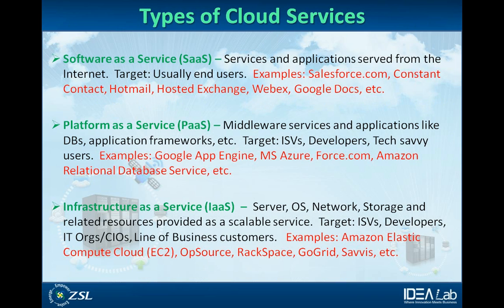There are 3 main types: software as a service, platform as a service, and infrastructure as a service. I'll go through each of them and provide some examples. Software as a service has been around for a little bit. In the early days, it used to be called Application Service Providers, ASP. These are basically applications and services that are consumed from the internet on a subscription basis. So usually they're targeted towards the end users.